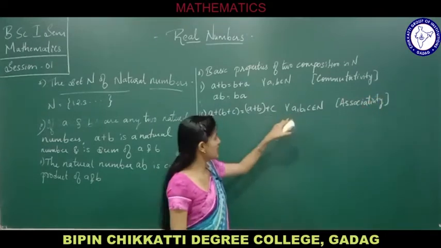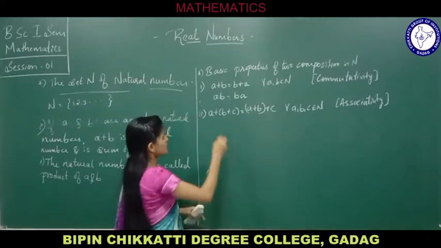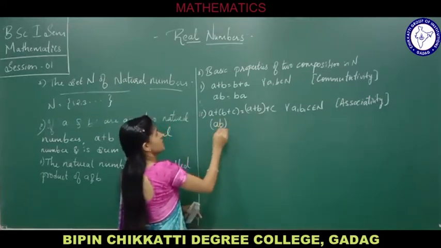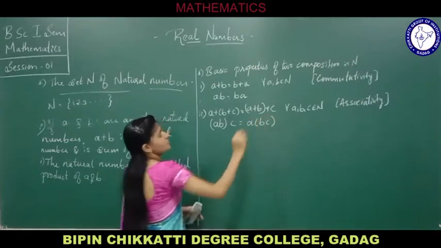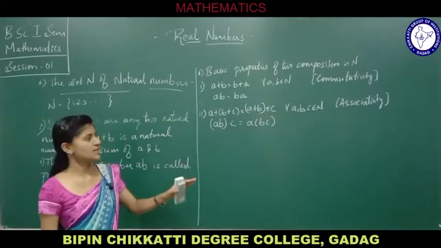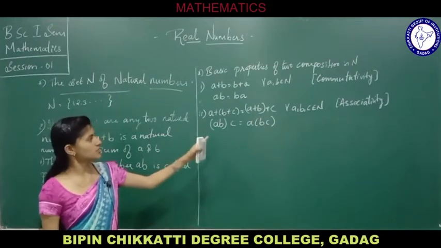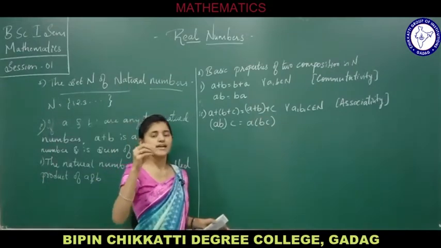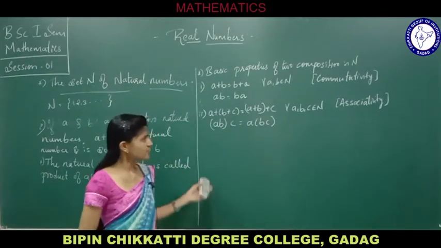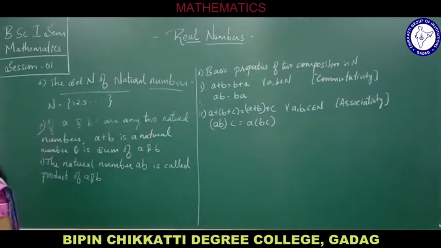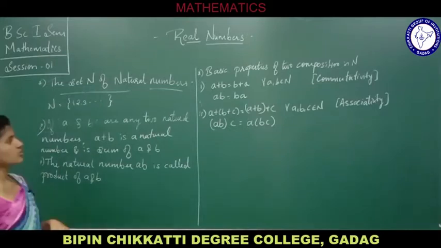Then what about multiplication? A into (B into C) will be equal to (A into B) into C. But most of the time, generally, we do not write it like this. We just remove the brackets and write A into B into C. This is the associative property of addition and multiplication. Then next, what about the cancellation laws?